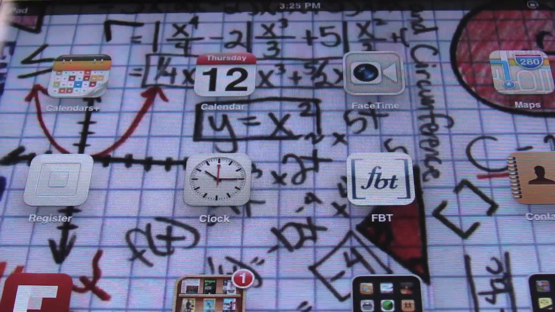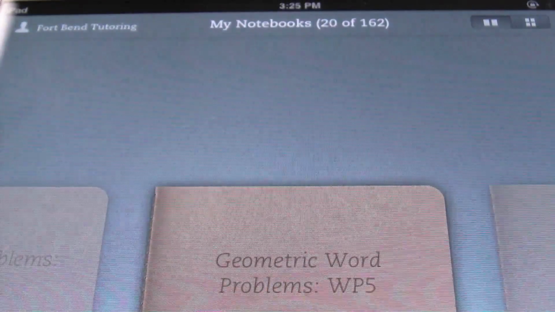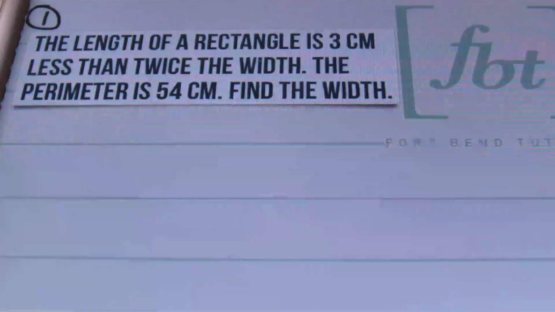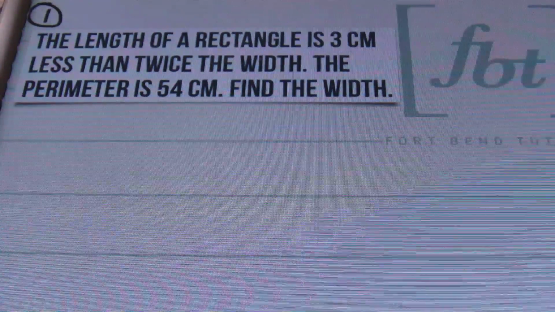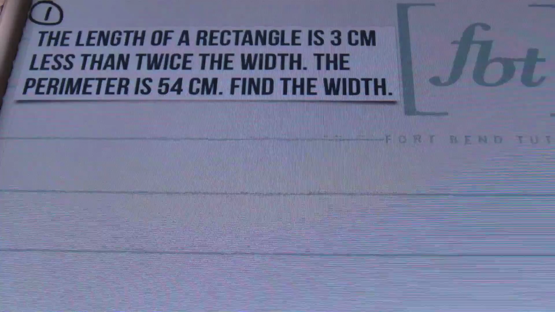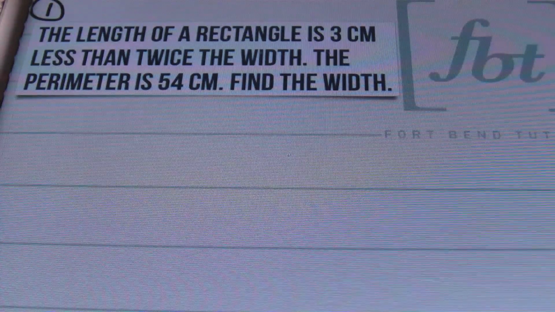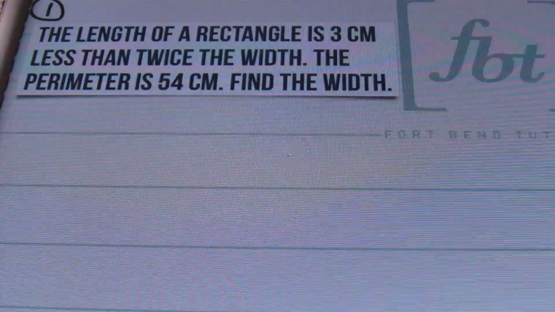Mr. Whit with Fort Bend Tutoring, and today's tutorial is geometric word problems, our fifth word problem tutorial that we are bringing to our YouTube channel, Fort Bend Tutoring. Alright, so here we have problem number one. The length of a rectangle is 3 centimeters less than twice the width. The perimeter is 54 centimeters.